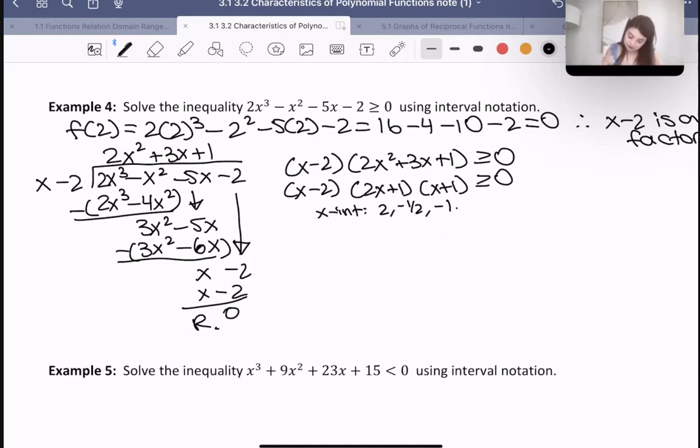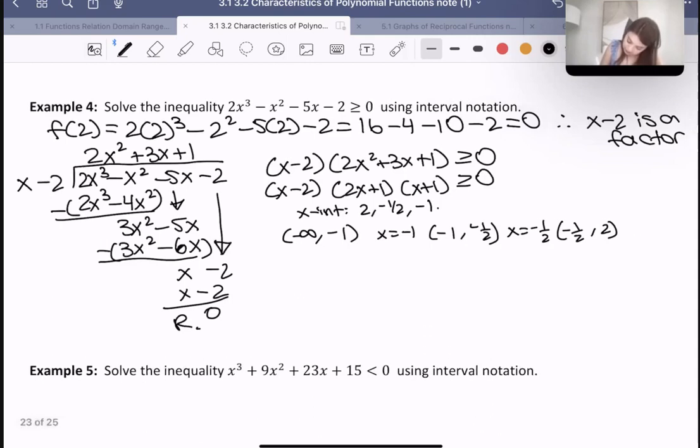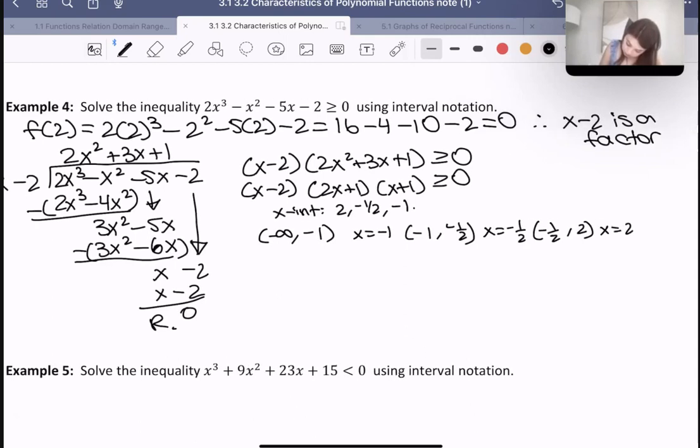But our first interval would be from negative infinity up to negative 1. And then we would have x equaling negative 1. And then we would have from negative 1 up to negative a half. And then we would have x equals negative a half. And then we would have negative a half up to 2. And then we'd have x equals 2. And then we would have from 2 to infinity.